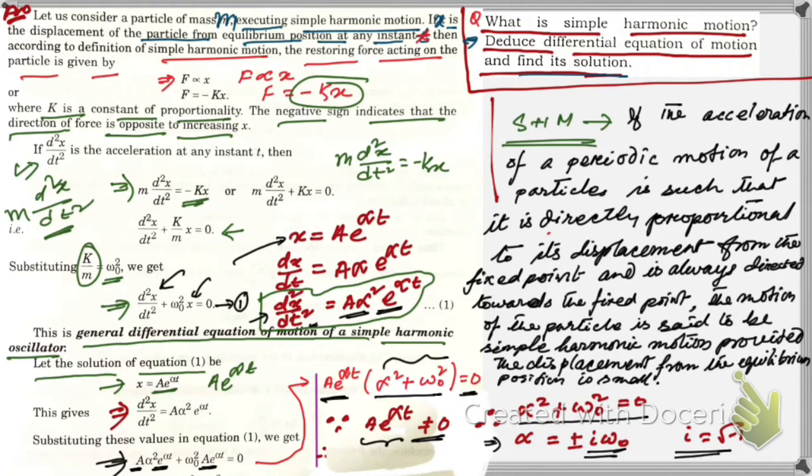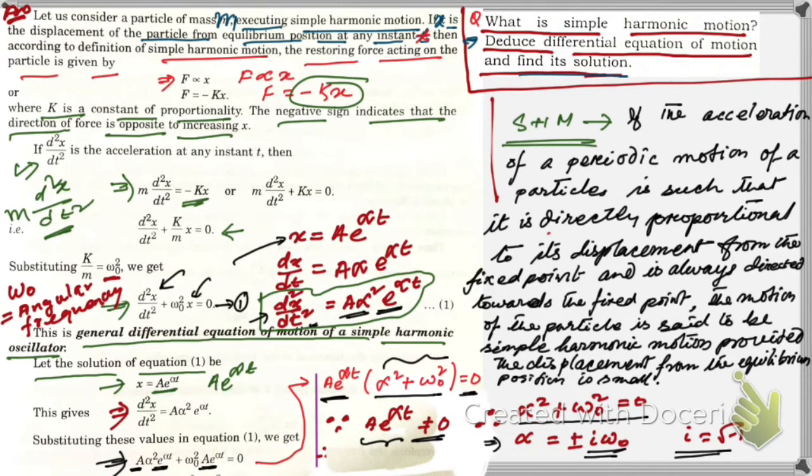Let me mention one more thing here, that is all about this omega. What is omega here? Here you see omega naught, this omega naught is the angular frequency of the oscillator, right? So now let's move on to the next slide.